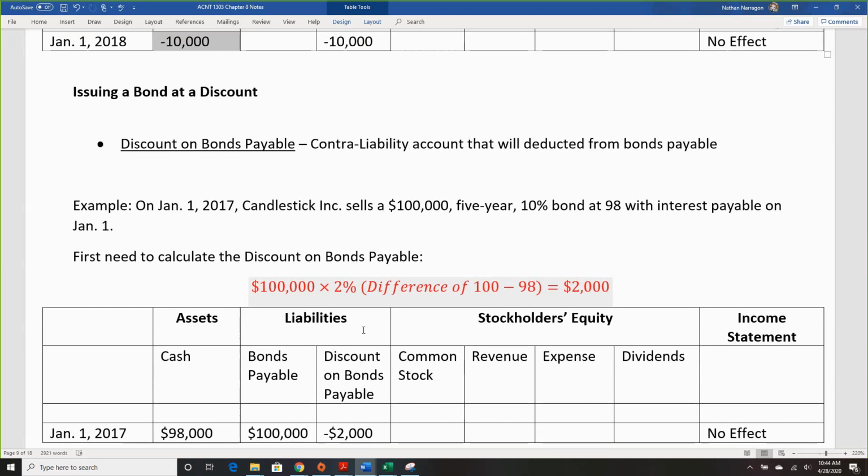This is what's going on. Okay? On January 1st, 2017, we have Candlestick Inc. They're selling a 100,000 bond. That's 5 years, so again, it won't mature for 5 years. 10%, so there's our rate. Bond at 98. Okay. And again, they like to pay the interest on January 1st, so they always accrue interest. They really like to have that practice for you.